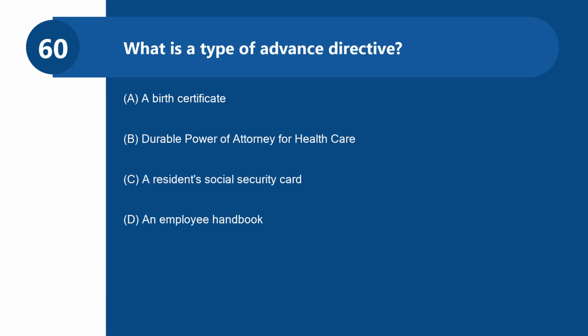Question 60. What is a type of advance directive? Option A, a birth certificate. Option B, durable power of attorney for health care. Option C, a resident's social security card. Option D, an employee handbook. The correct answer is option B, durable power of attorney for health care.